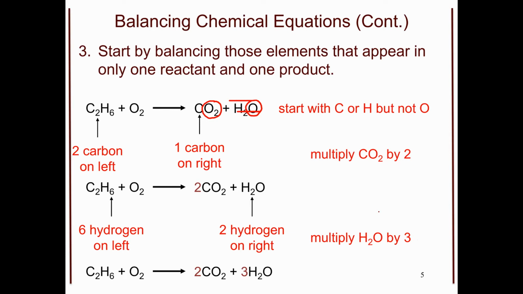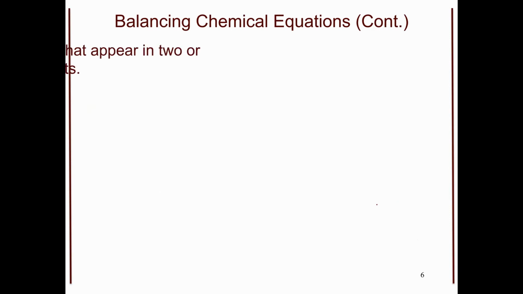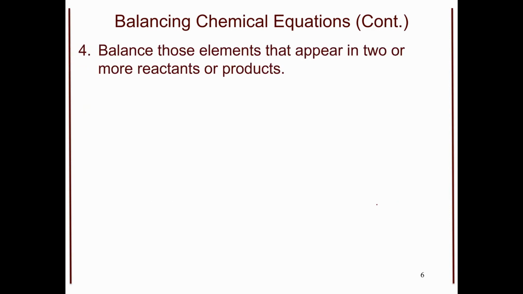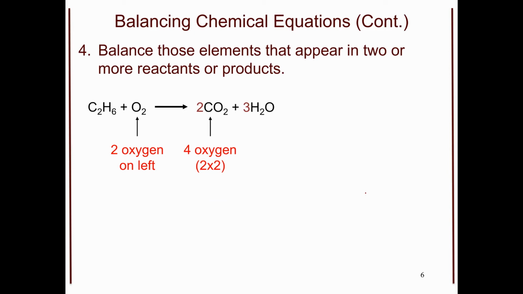So the nice part about it is that we have already taken care of 2 of our 3 elements. We only need to deal with the oxygen next. That comes in with rule 4, and finally balance those elements that appear in 2 or more reactants and products. So now we have our intermediate balanced chemical equation, but we need to deal with our oxygens. So how many total oxygens do I have on the right side? Notice that I have 4 with one compound and 3 in another. So that means I have 7 total oxygens on the right side.